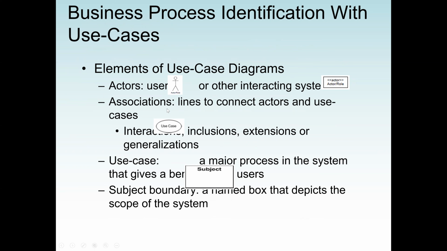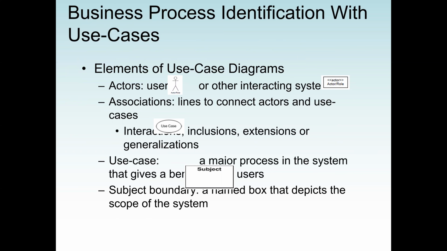For example, we may have the actor. The actor will be the user of the system. So we may have, let's say, a library system. We may have customers who can borrow or return books. We may have the librarian or the employees who can access and update the inventory of books that we have in the library or add more books.